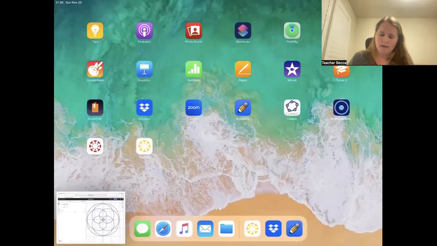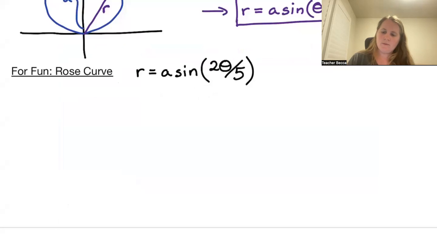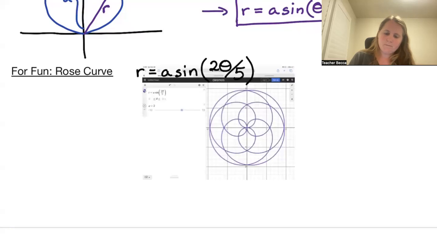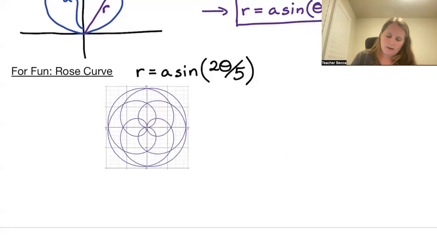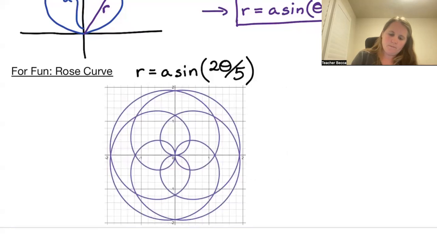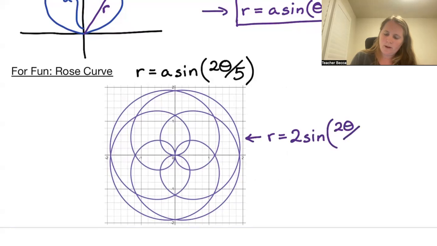So if I add this back into our notes, again, this is one very cool shape that we get if we work with equations in polar coordinates. So this is for A equals 2. So R equals 2 sine of 2 theta over 5 gives us this very nice shape.